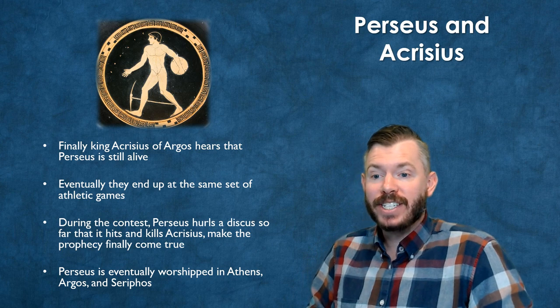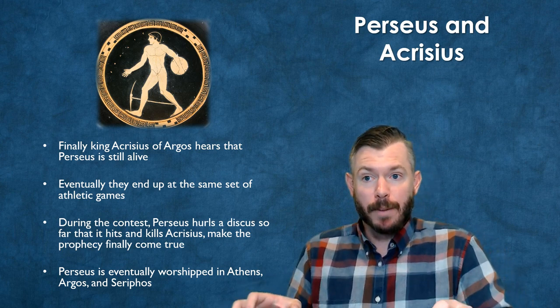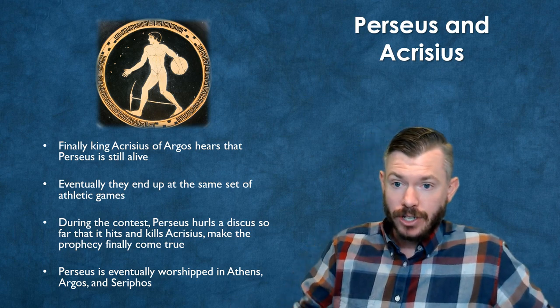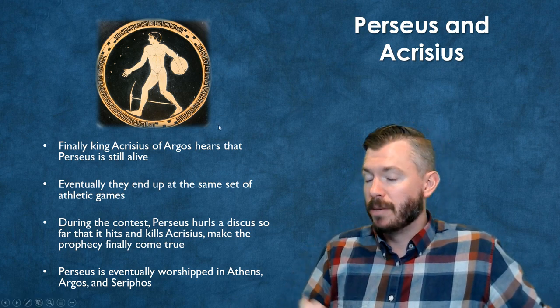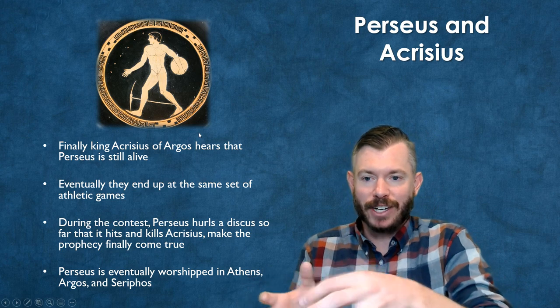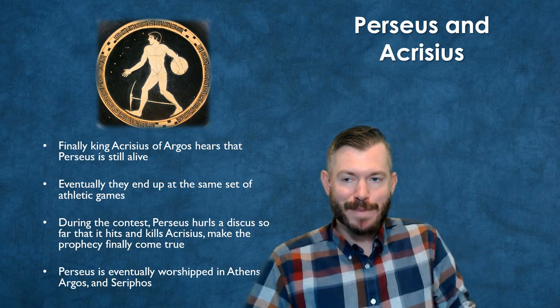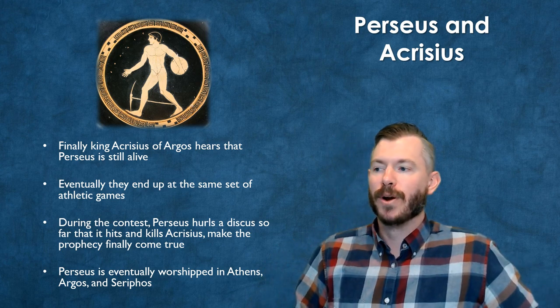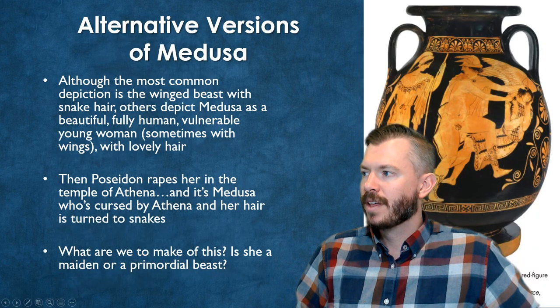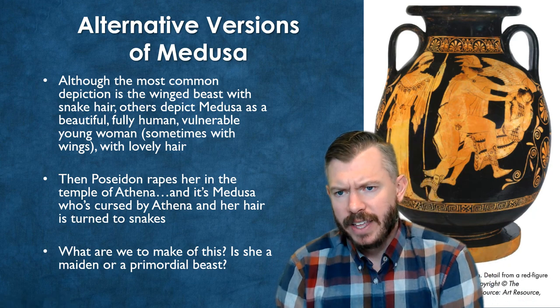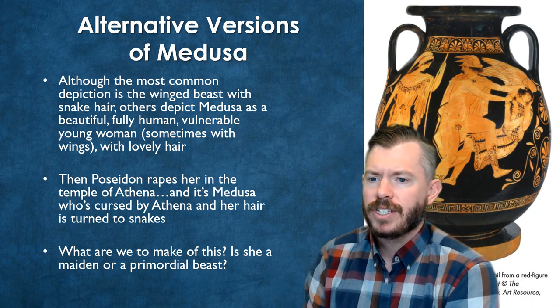After that, Perseus ends up being worshipped in a number of different places. He's worshipped in Athens. He's worshipped in Argos, where this all started. He's worshipped in Seriphos, where that trunk with his mother, Danae, and little baby Perseus washed up on shore. Now, there's a couple of interesting things here. So that's the main arc of the myth and the story there.